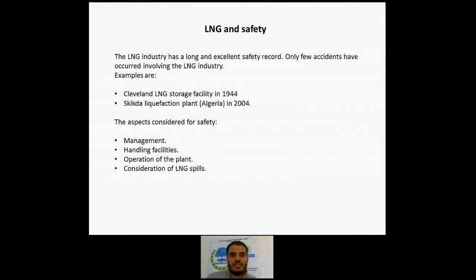Well, in most jurisdictions, safety case and environmental impact study reports are required by the government's regulatory authorities before consent for building an LNG facility is granted. The safety case considers all aspects of management, handling facilities, and operation of the plant, particularly potential accidents and how major accidents would be prevented. Fires are more likely at liquefaction plants than regasification terminals, but are extremely rare.